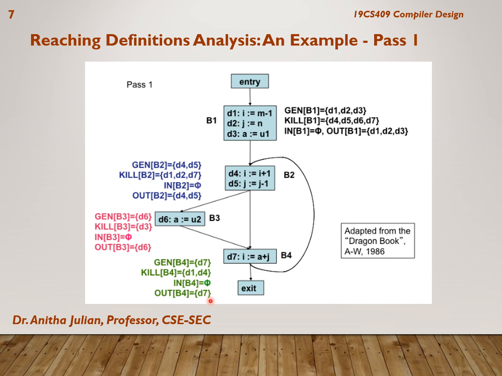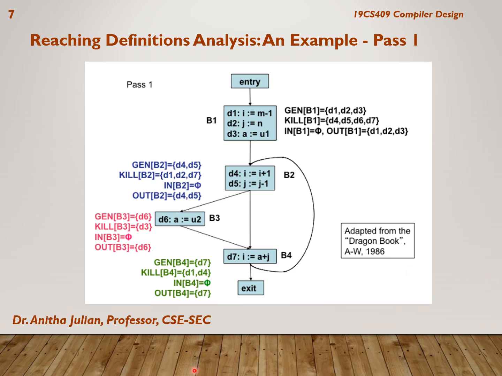So this happens in pass 1. Similarly for B4 also, D7 is getting generated. Out is already D7. And then for kill, the I variable is getting reassigned in D4 and D1, so D1 and D4 we have included here. Is that clear?